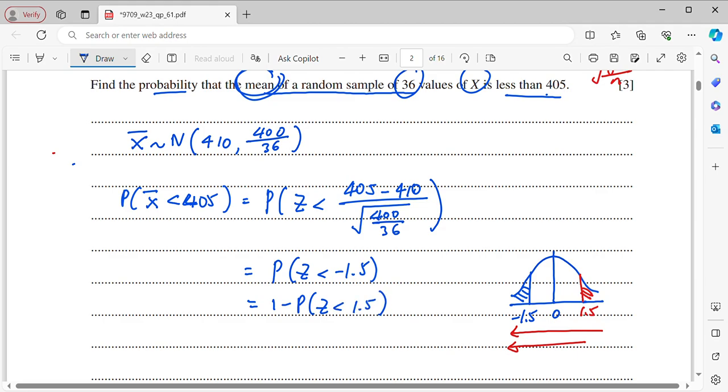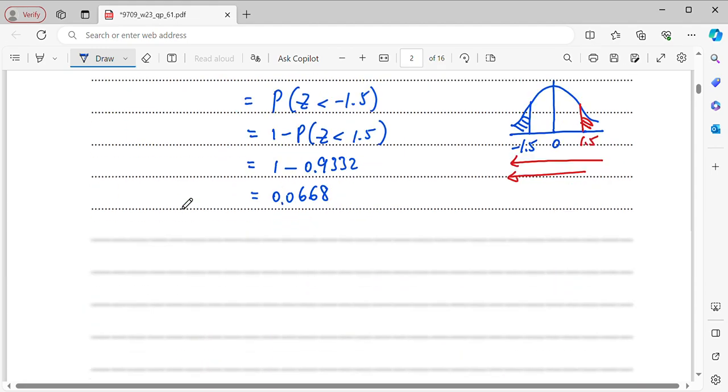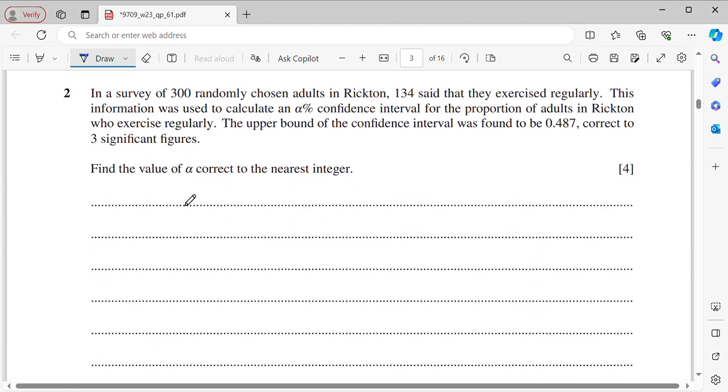Then this probability can be found using the table in the formula list. Then you will be getting 0.9332. Once you have solved this operation, it will be 0.0668. So that's the solution for question number 1. Okay, now next question number 2.